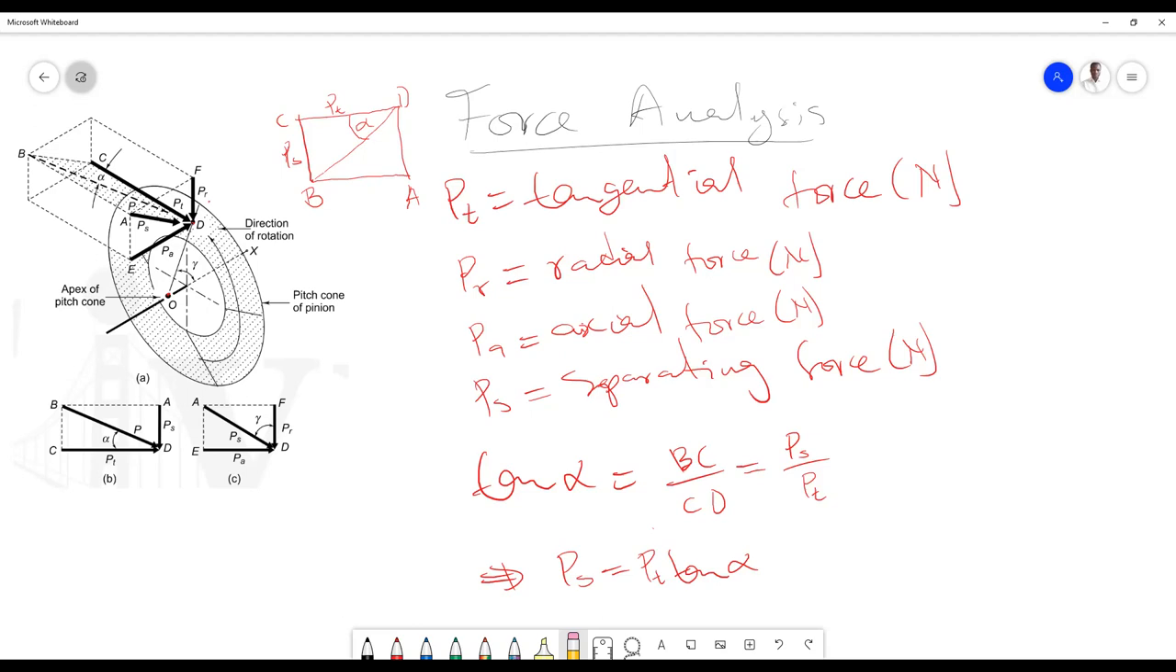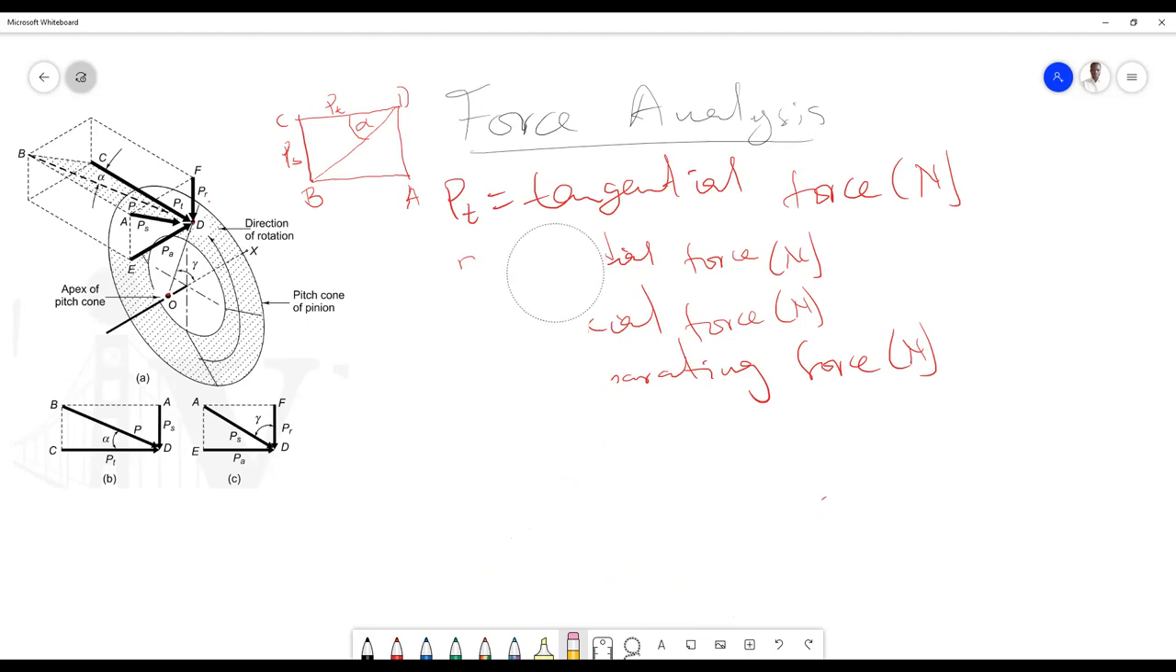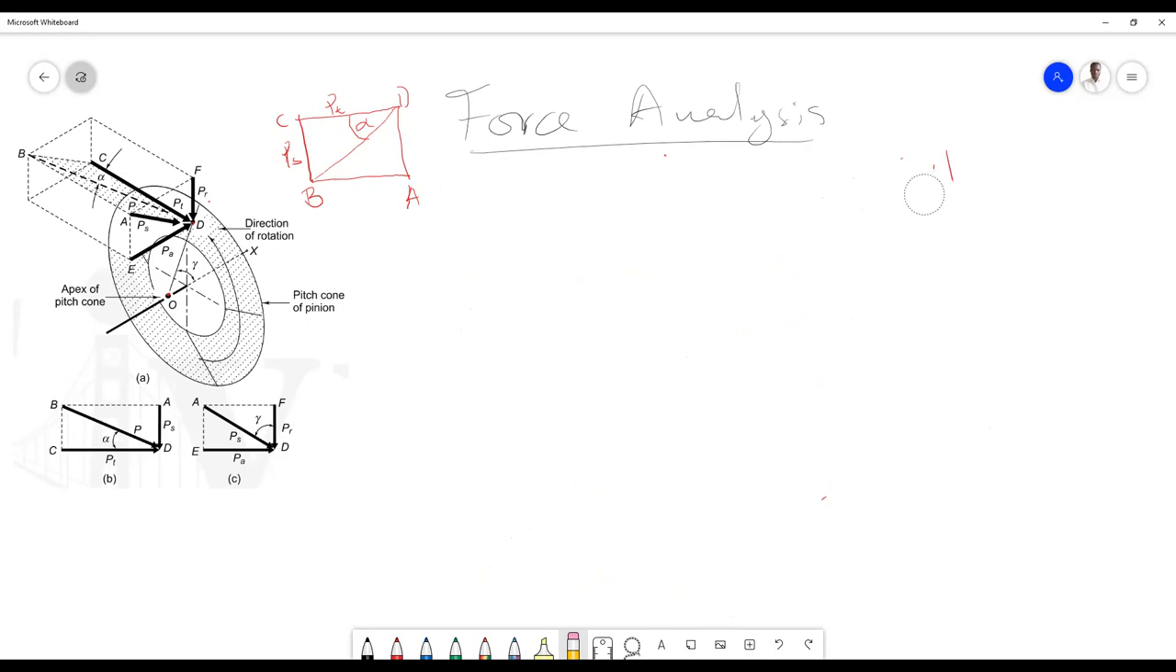And from that, we can also say that we are going to have PR. In this case, PR will be equal to PS cos gamma. And we can see it from here that PR will be equal to PS cos gamma. Then PA will also be equal to PS sine gamma.